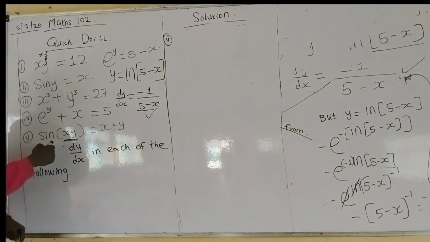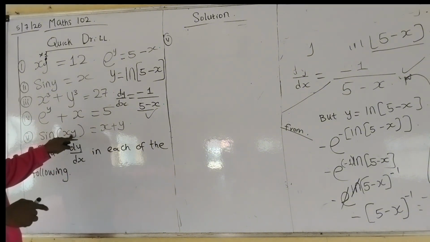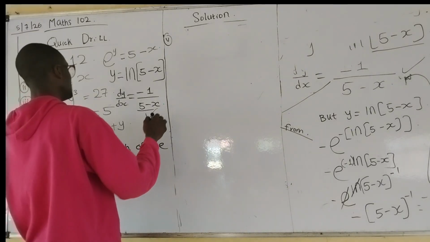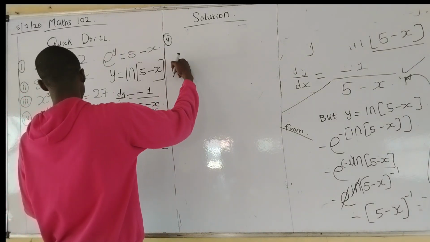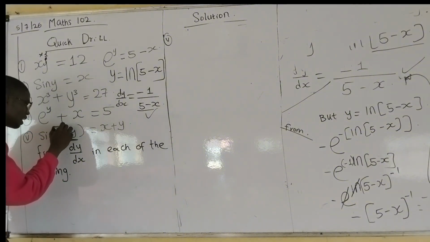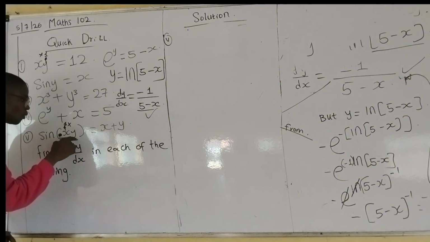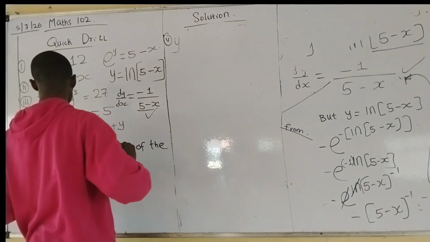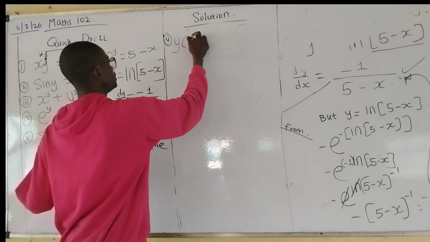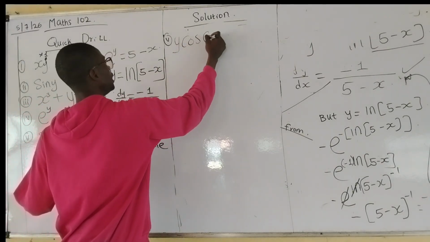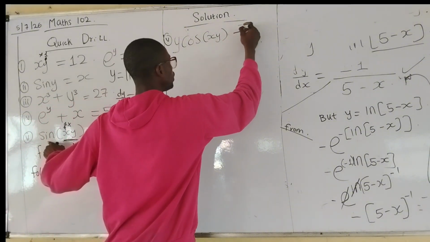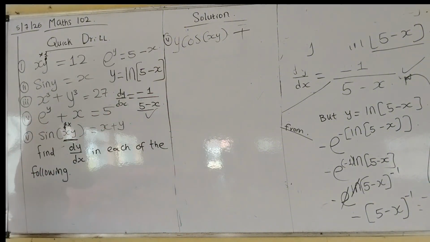Since they are multiplying themselves, you differentiate x and leave y. If you differentiate x and leave y, you have 1 multiplied by what? Differentiating x, you have 1. Multiplied by y, you still have y. You write it down. Cos, which is the standard derivative of this, x y. Are you understanding it? Plus, because it's a product rule concept.